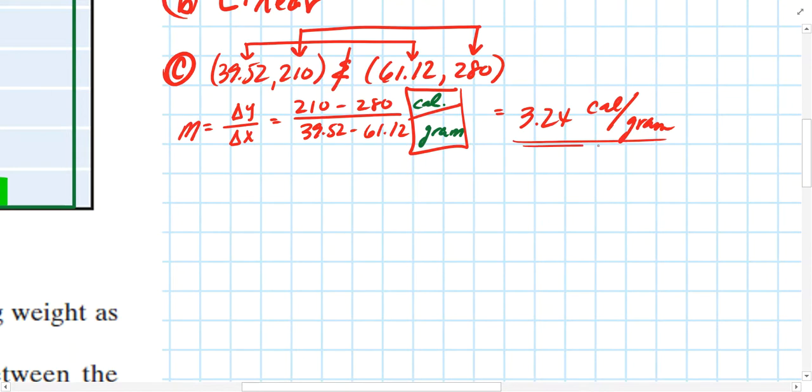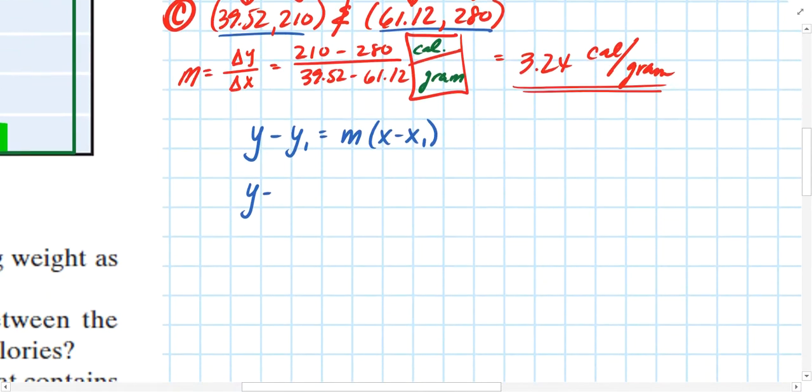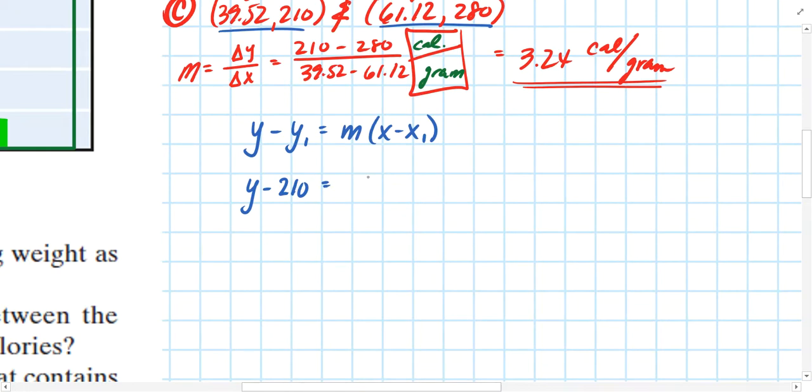Well, the slope is the first part of the equation. We also need the y-intercept, and we can obtain that fairly easily by using our point-slope formula: y minus y1 is equal to m times x minus x1. We don't actually know what the y-intercept is, but we do have two coordinates to choose from. We only need one of them in the point-slope formula, so I'm going to use the first one. The y-value in the first coordinate is 210. The slope we just calculated was 3.24, and the x-coordinate from the first candy bar was 39.52. By simplifying this equation, we should have our slope-intercept equation.